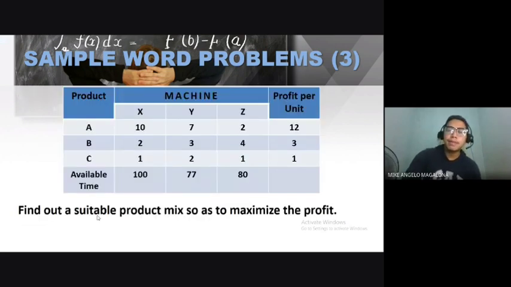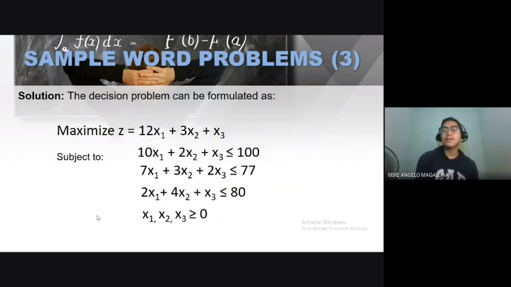We are basing this on the profit per unit, which are 12, 3, and 1, subject to 10x sub 1 plus 2x sub 2 plus x sub 3, which is less than or equal to 100. 7x sub 1 plus 3x sub 2 plus 2x sub 3, which is less than or equal to 77. And 2x sub 1 plus 4x sub 2 plus x sub 3, which is less than or equal to 80. We can denote that x sub 1, x sub 2, and x sub 3 are greater than or equal to 0.